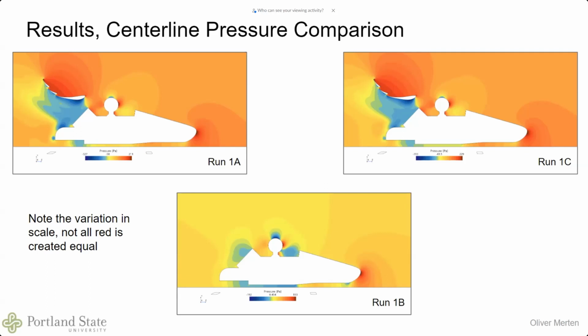And in the combined model, it's visible that both of the elements are working together. So you can see that when comparing run 1A to run 1C, there's a new low pressure zone underneath the vehicle, which is what we are trying to create.